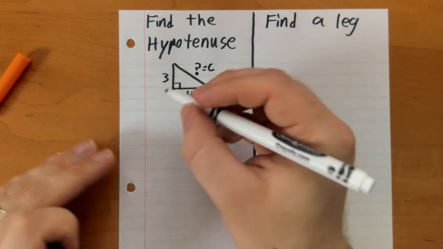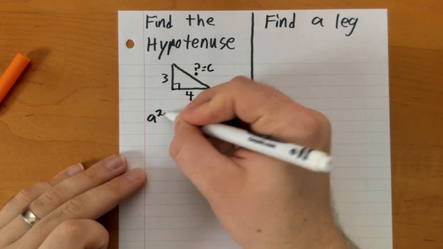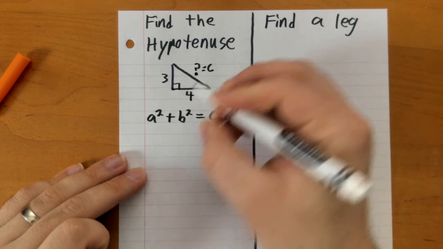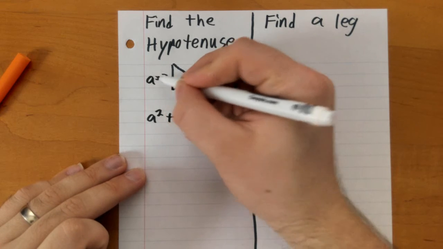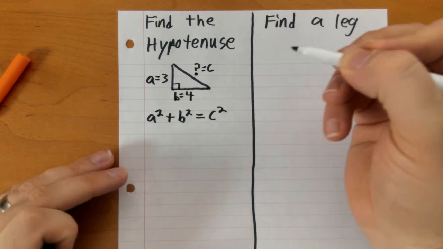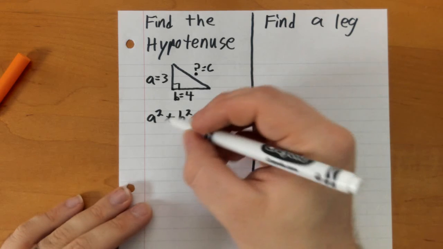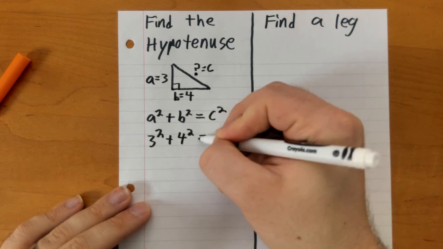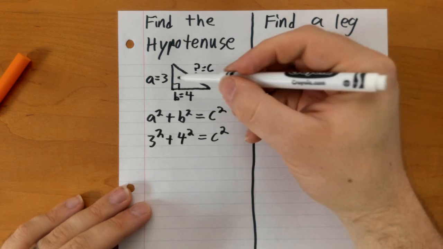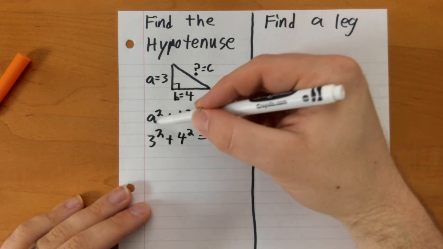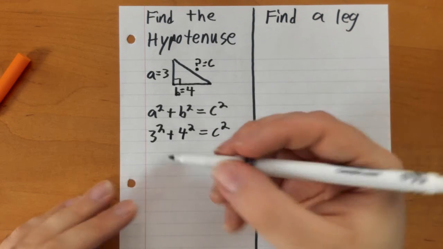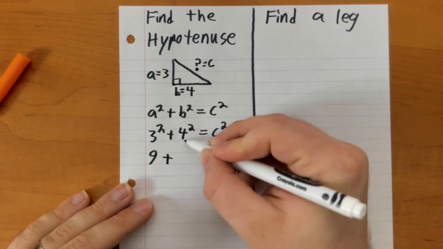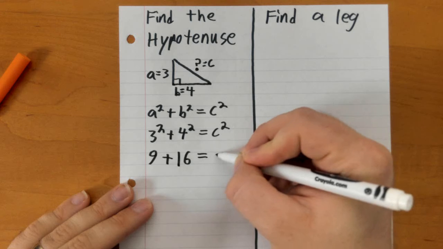So as I said, the Pythagorean theorem is a squared plus b squared equals c squared. And these a and b's are our legs. It doesn't matter which one is a and which one is b. So we're going to have 3 squared plus 4 squared equal to c squared. You can see how I plugged in the values for my a and b. So we should know our square numbers here.